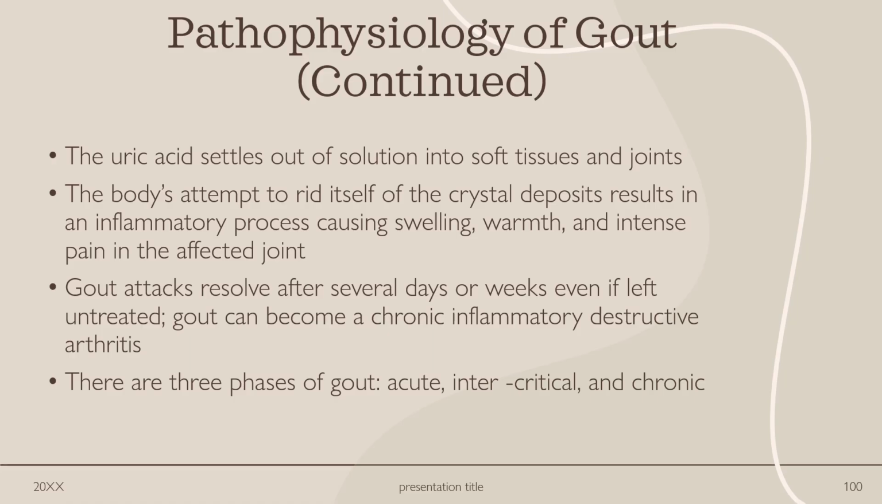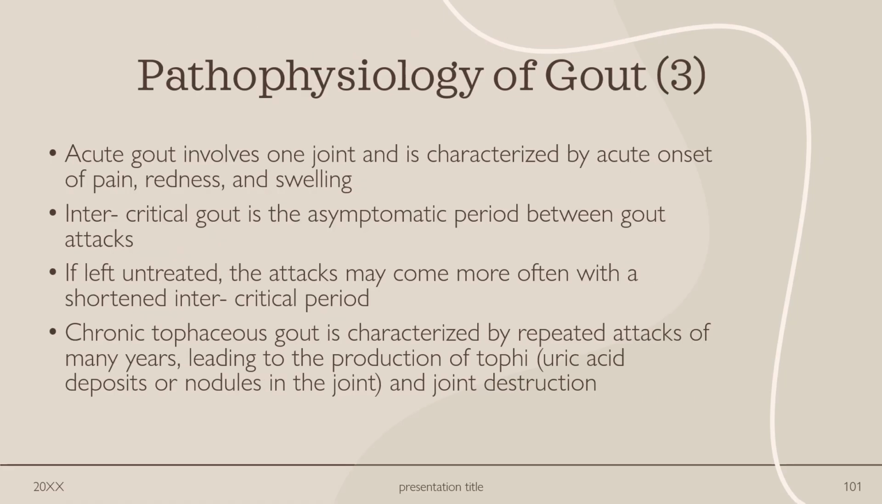There are 3 phases of gout: acute, intercritical, and then chronic. Acute gout will involve one joint and is characterized by acute onset of pain, redness, and swelling. Intercritical gout is the asymptomatic period between gout attacks. So, if I have an acute attack in February, that is my acute phase. And then once this phase resolves, if I don't have another attack until July, the time between February and July is my intercritical gout phase.